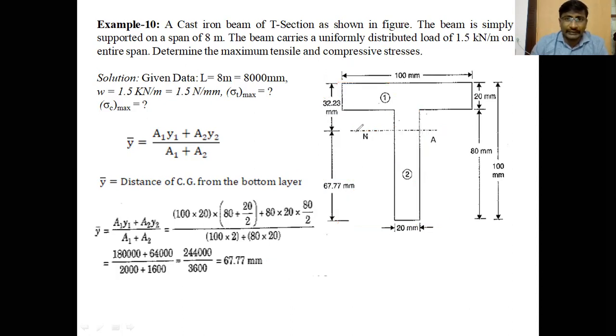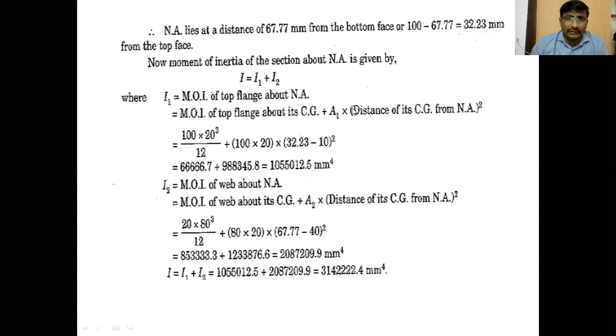Clear, students? Like this, first of all, you have to locate the neutral axis position from the bottom layer. After locating the neutral axis, find the moment of inertia about the neutral axis. Here two areas are there, and the moment of inertia of both areas about the neutral axis you have to find out. The neutral axis lies at a distance of 67.77 mm from the bottom face, or 100 minus 67.77, that is 32.23 mm from the top face.